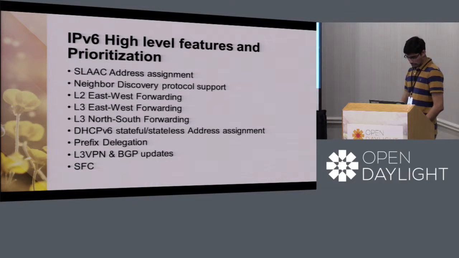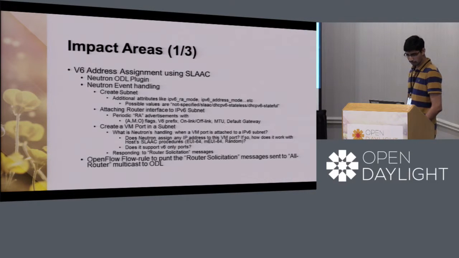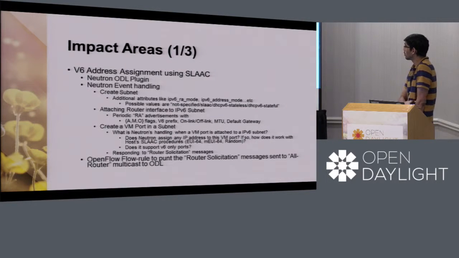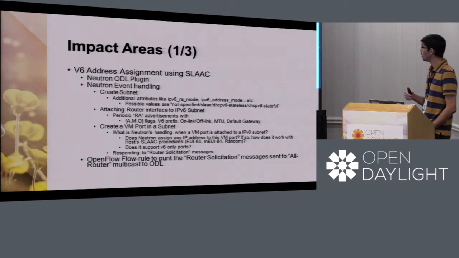We have just done a quick impact analysis of these various functionalities, and we captured them here. For IPv6 address assignment using SLAAC, this is the fundamental functionality of IPv6, which touches the OpenStack Neutron ODL plugin that we have today. It needs to be updated to take some additional attributes that we need for IPv6, and on the OpenDaylight side, to handle those events.